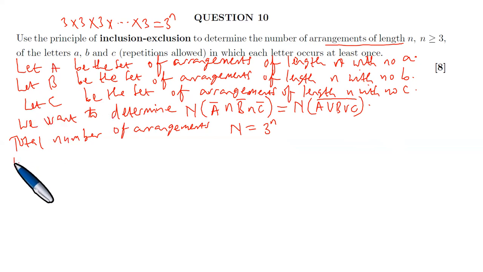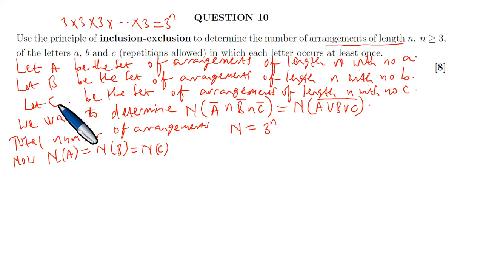Next, the number of the arrangements of the strings in A will surely be the number of the arrangements in B, because we're just saying no A, no B, no C. It's also the number in C, the set of arrangements of length n with no C. So we're just removing A, B, C, so it's the same number. The number of strings in A is the same as in B and in C, and we analyze what the numbers are.